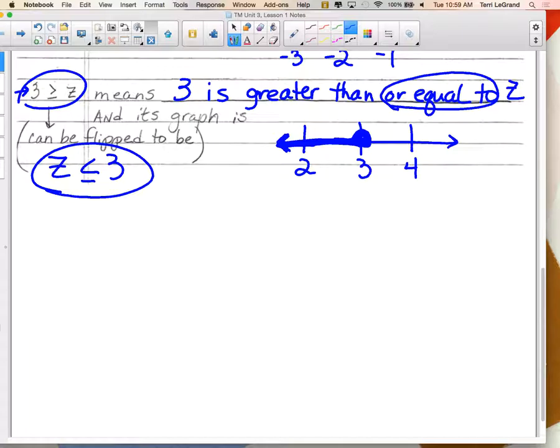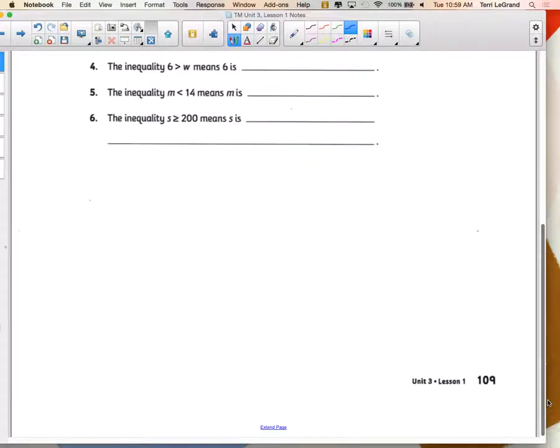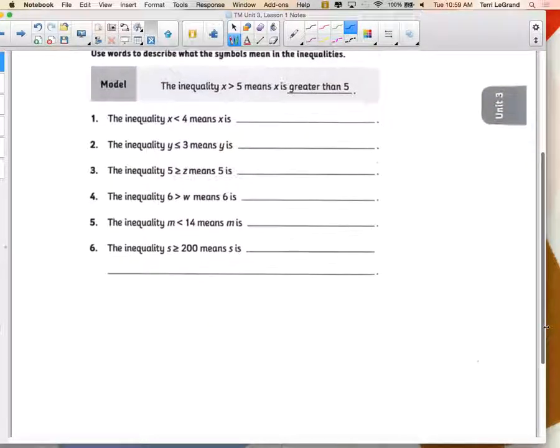Okay? Questions? Then let's open in your workbooks to page 109. I want you to start completing that page for me while I turn the lights back on, stop the recording and save it, and then we'll go through it. Questions?